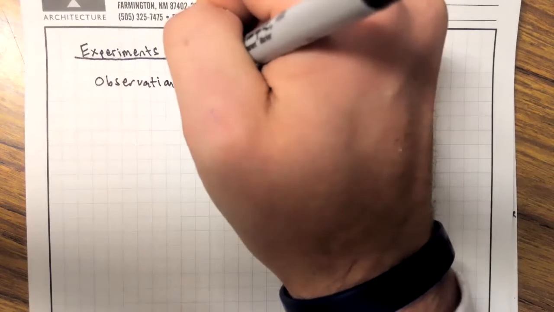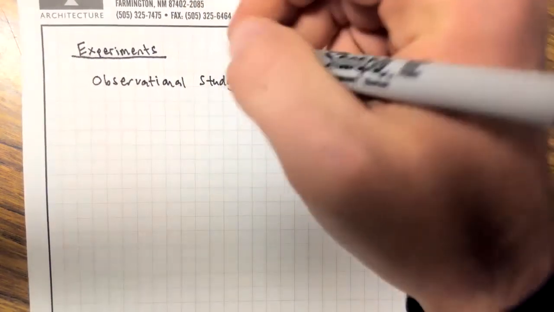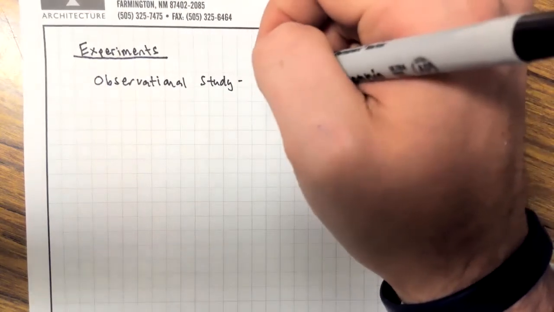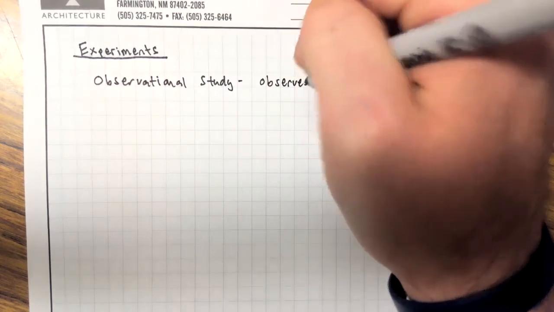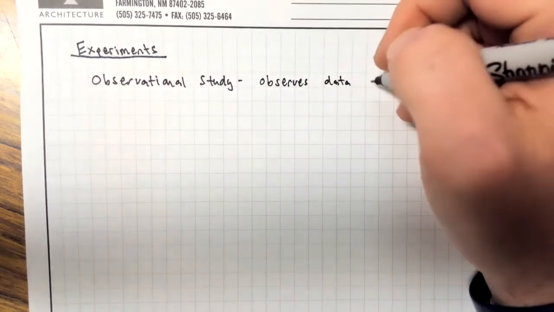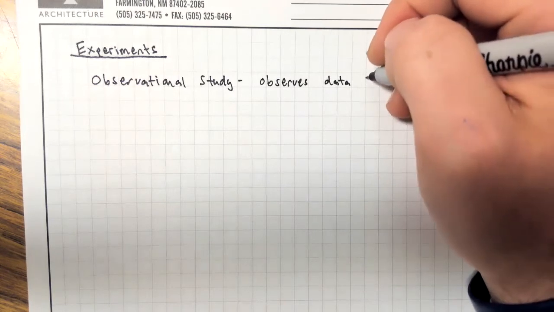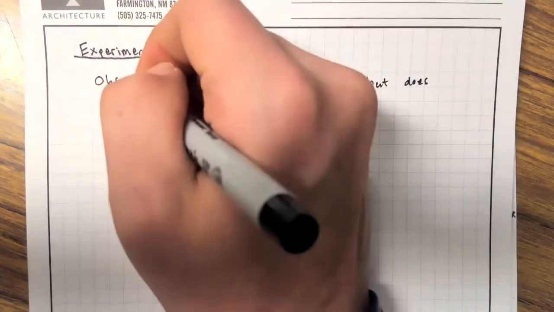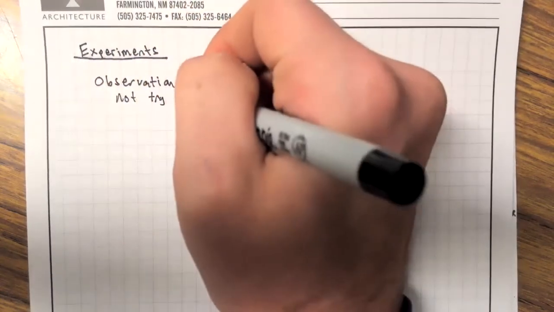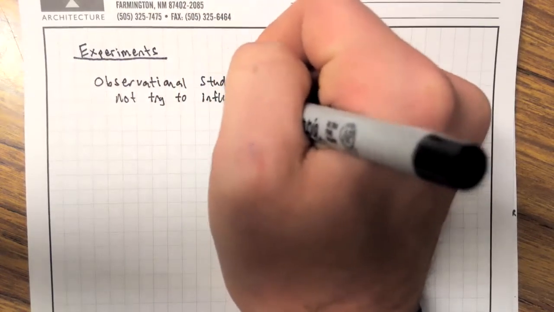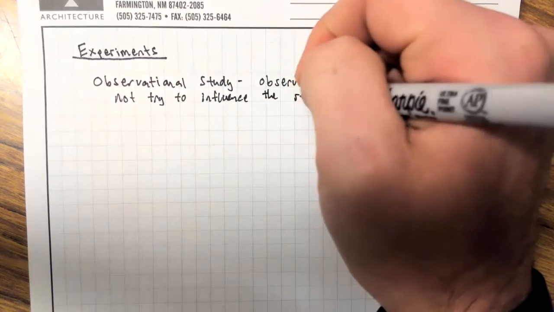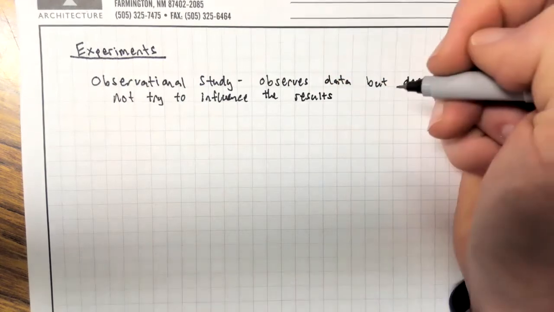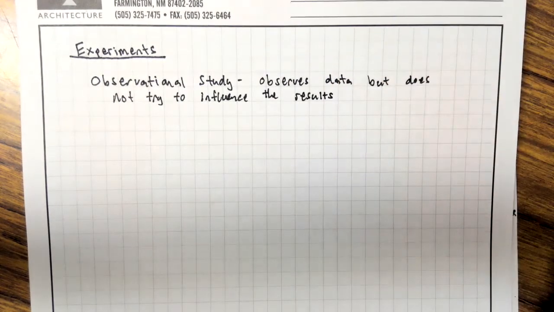Observational study. So an observational study is when someone, researchers or something, observes data but does not try to influence the results. Observes data, but does not try to influence the results.